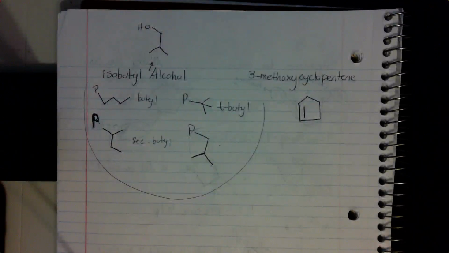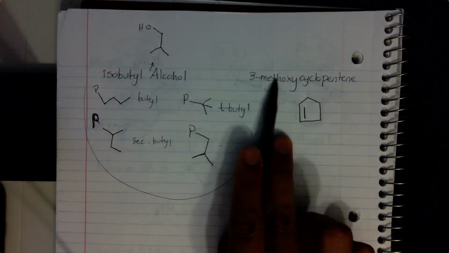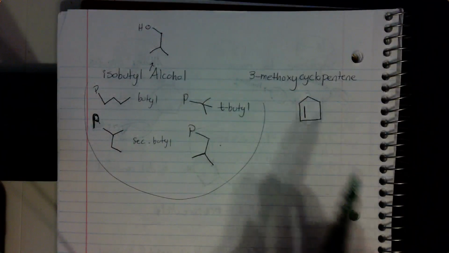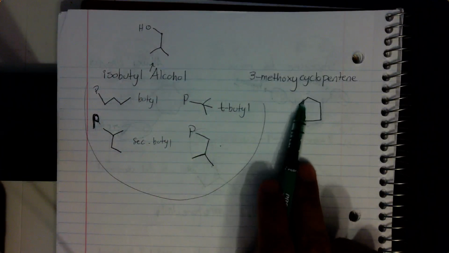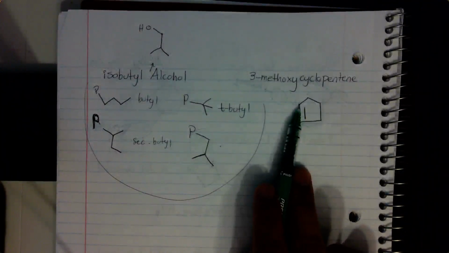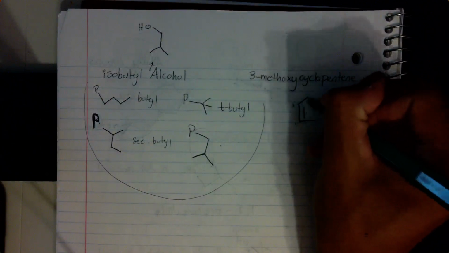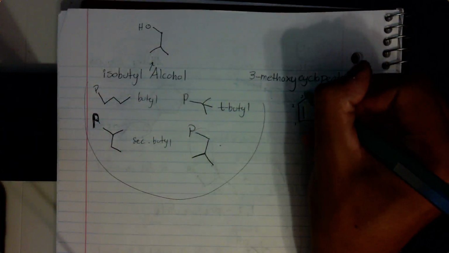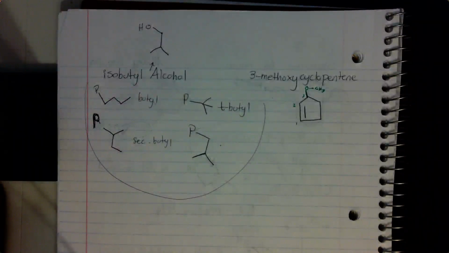Now, 3 positions away from where I start my alkene, I have a methoxy group. So I have to start numbering from where I start my double bond. So I'm going to start right here with 1, and then I'm going to go 2, and then 3. So I'm going to have 1, 2, 3. And at this position, I have my methoxy group. So it's an O attached to a CH3. That would be my methoxy group.